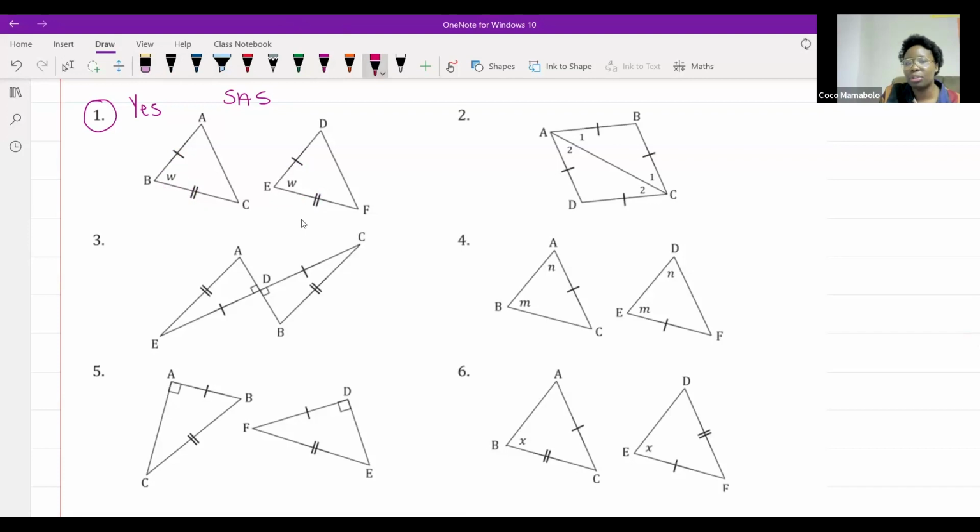Let's talk about number 2. Is number 2 congruent? Yes or no? Okay, V says yes, and V even gives us a reason. V says, what's our reason? Correct, and you and V are 100% on point. It is indeed side, side, side.